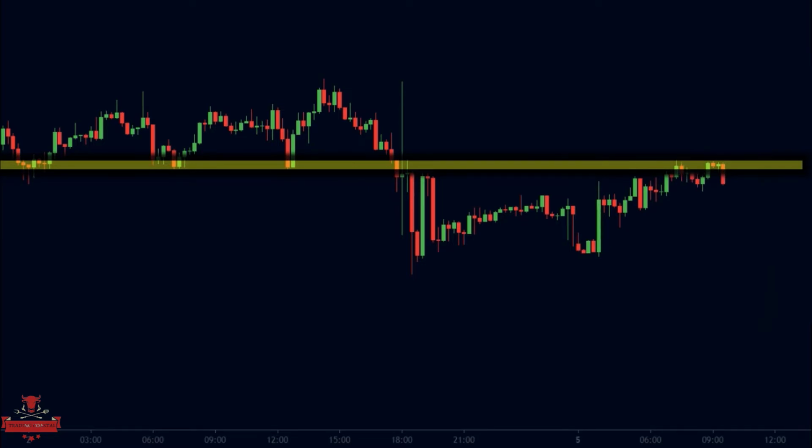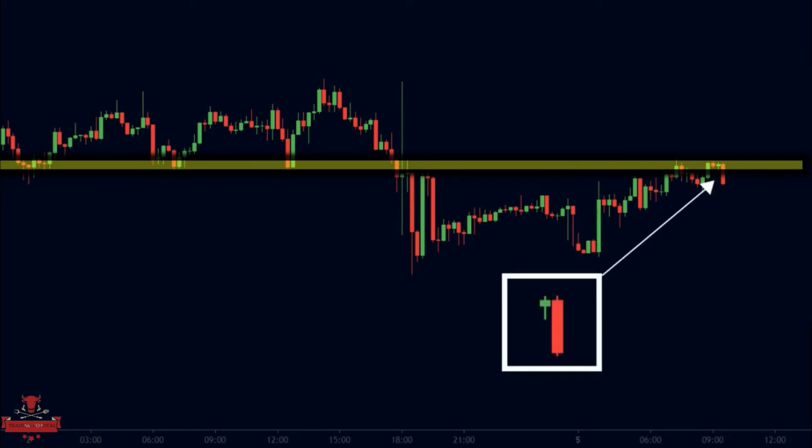But we must wait for a candlestick pattern to enter a short trade. Here is the pattern. We can see that the red candle here engulfs the whole body of the previous green candle. Therefore, it is a bearish engulfing pattern. This gives us a clear shorting opportunity.